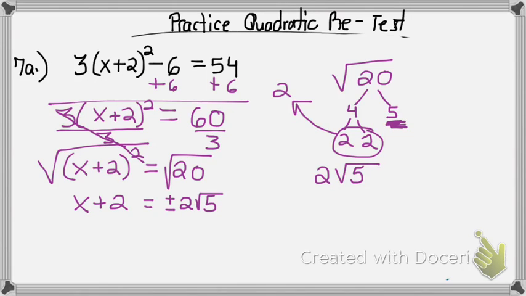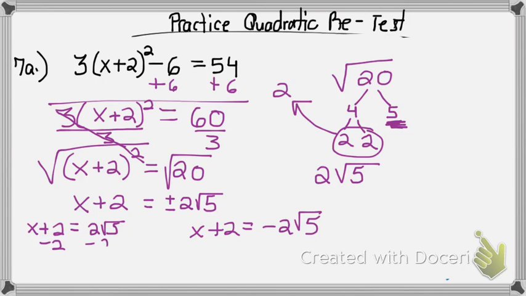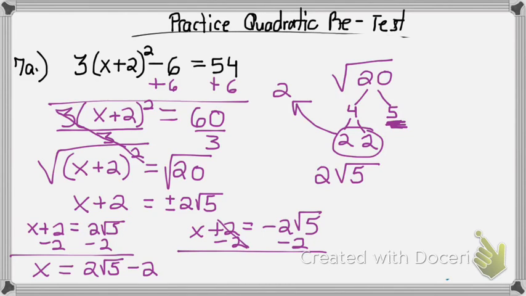All right, now I can split it into my 2 separate problems. x plus 2 equals positive 2 square root of 5, and x plus 2 equals negative 2 square root of 5. In order to solve for x, I'll have to subtract 2 on both sides. So that first answer will be 2 square roots of 5 minus 2. And on the second one, I'll have to subtract 2 on both sides. And then I'll get x equals negative 2 square roots of 5 minus 2. And these are my 2 solutions.